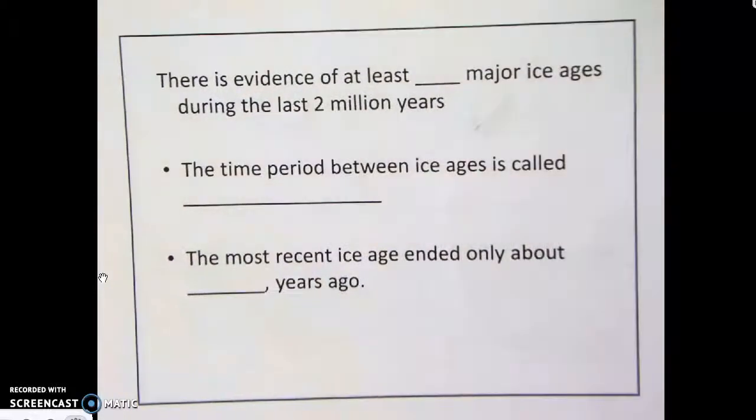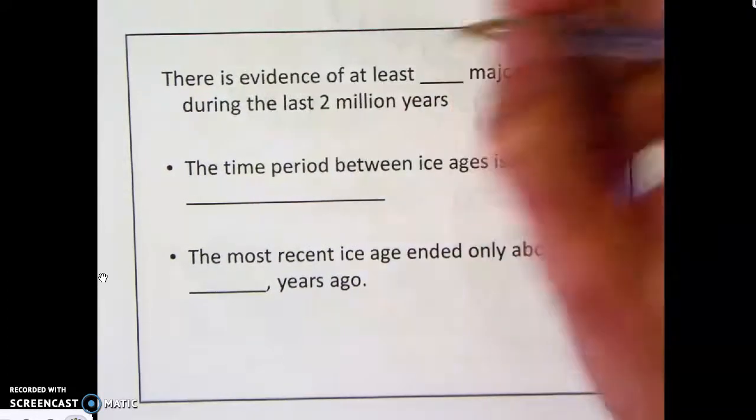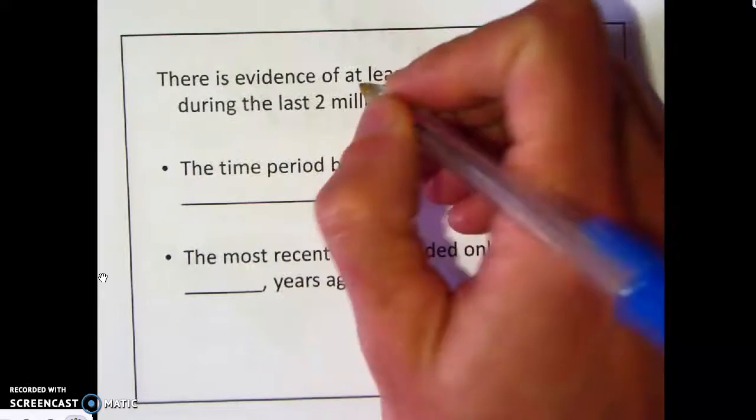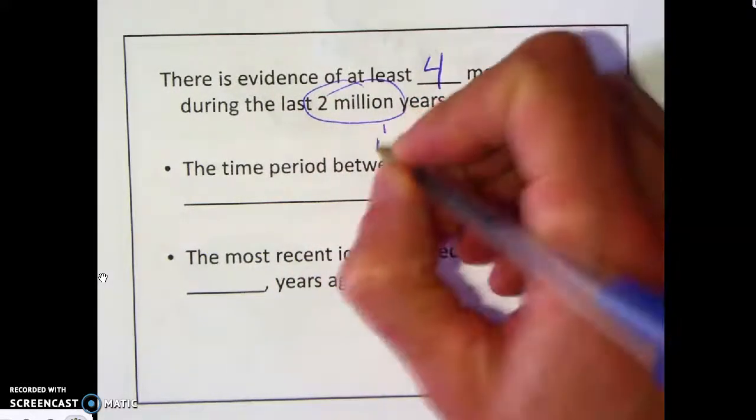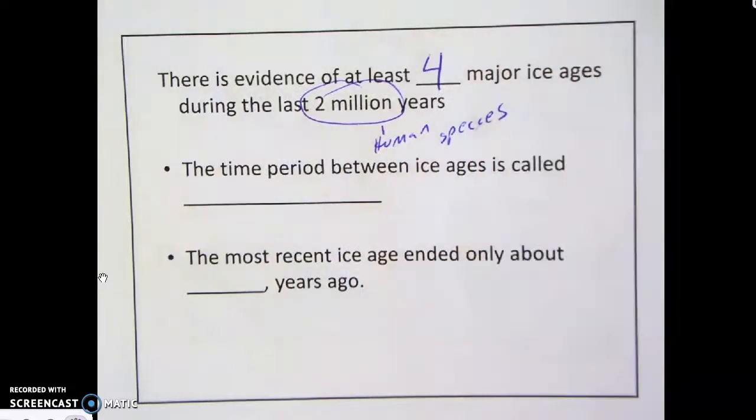Based on glacial evidence, things like glacial striations and chatter marks and some of the other things that we've talked about, we find evidence of at least 4 major ice ages in the last 2 million years. This is significant for a few reasons. 2 million years really marks the time that we believe the human species has been on planet Earth. 2 million years might sound like a long time, but out of the 4.5 billion years that the Earth has been estimated to be around for, 2 million really isn't that much.